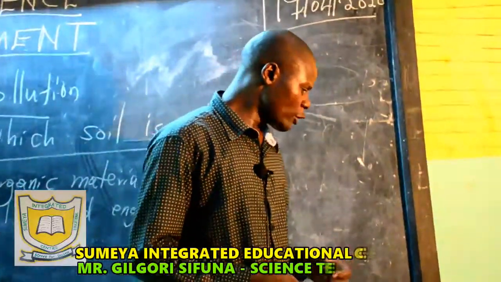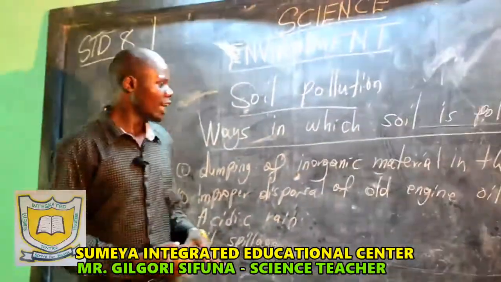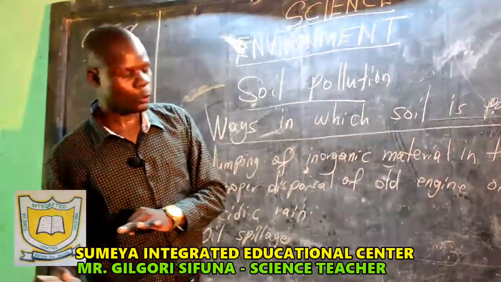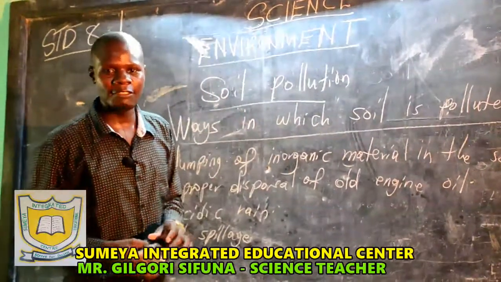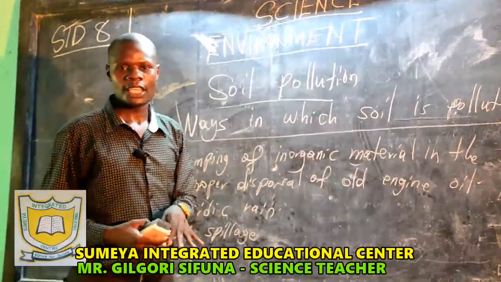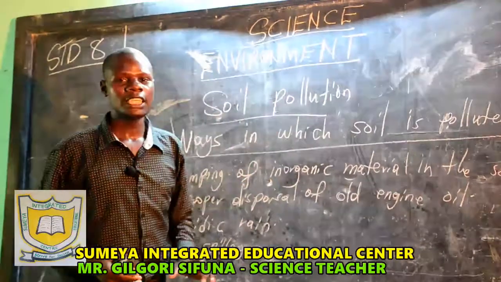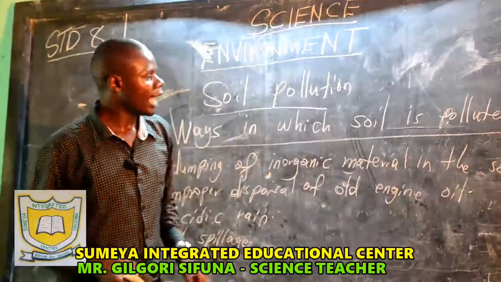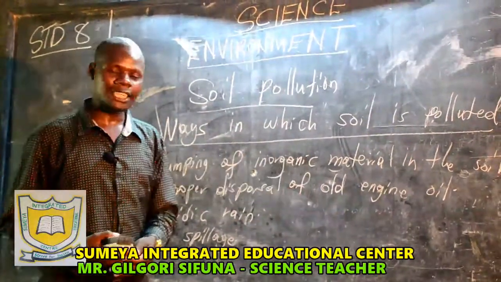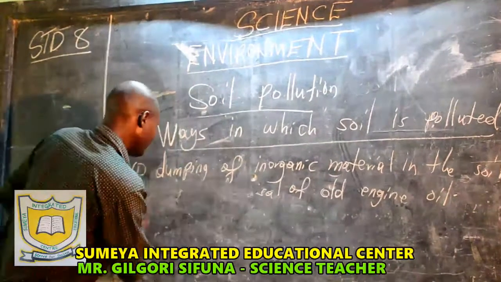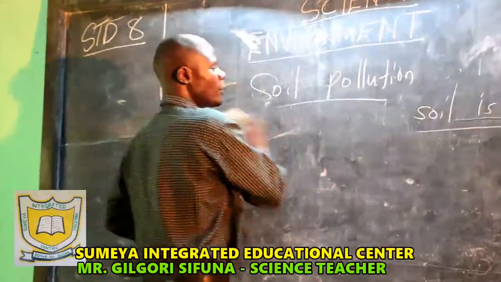Now, what are the effects of soil pollution on plants? After the soil is polluted in this way, it will affect the plants and animals. When I talk of plants and animals, I said soil pollution will directly affect the living component of the environment. When we were talking about the components of environment, we talked about soil, air, and water. The three are not living. But the living components are plants and animals. Now, how can soil pollution affect the living component of the environment?